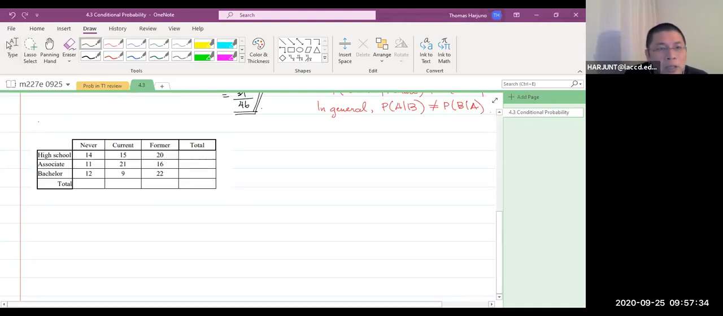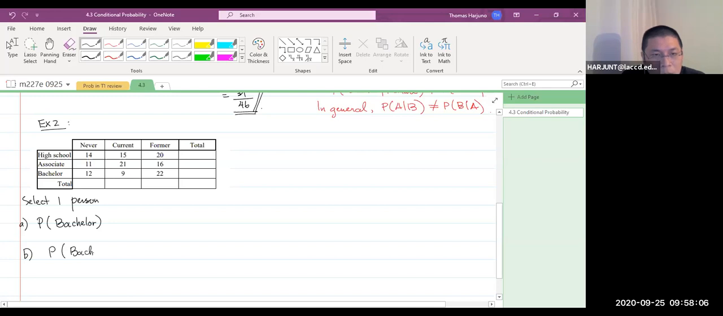Now it's better. So in our next example, I would like you to try the probability of selecting a bachelor. We will select one person. First, what is the probability that person has a bachelor? Second, the probability that person has a bachelor, knowing that person is currently smoking. Part C, the probability of currently smoking, knowing that person has a bachelor. Part D, the probability of that person never smoking, knowing that person doesn't have a bachelor.